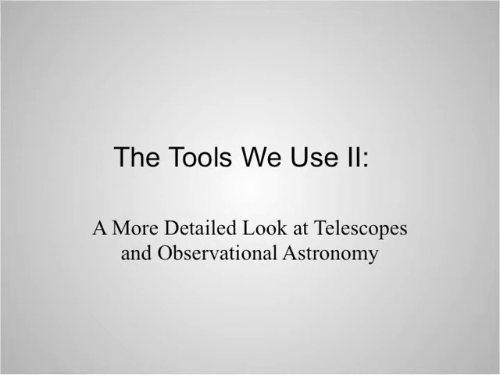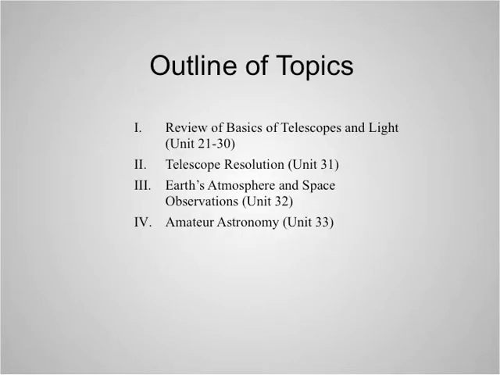Let's talk in more detail about the tools we use as astronomers. Here's an outline of the topics to be covered in this lecture. First, we're going to review some of the basics of telescope and light that we talked about last time. Then we're going to move on to the topic of telescope resolution, the Earth's atmosphere and space observations, and amateur astronomy.